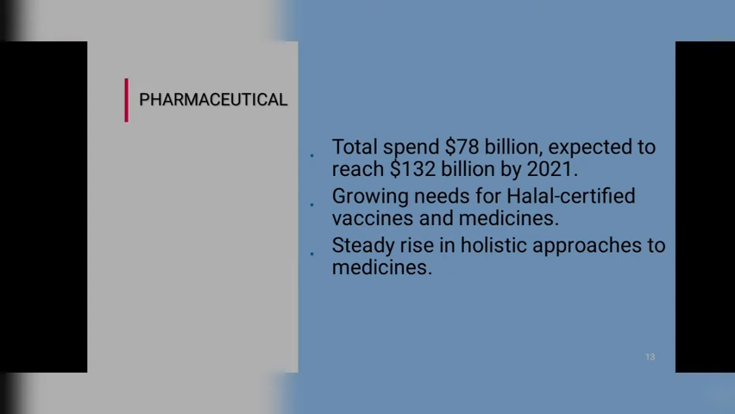Fifth, pharmaceutical. Total spend is 78 billion dollars, expected to reach 132 billion dollars by 2021. Growing needs for halal certified vaccines and medicines. Steady rise in holistic approaches to medicines.